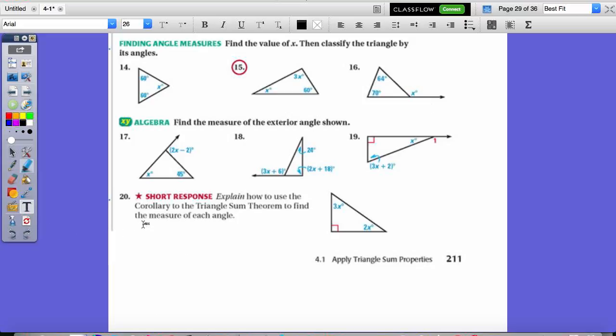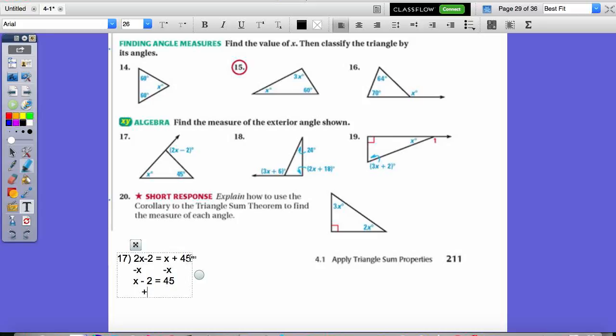For number 17, find the measure of the exterior angles shown. So once again, in these cases, the exterior angles, so for instance, number 17, 2x minus 2 is the exterior angle. It's going to be equal to the sum of the two non-adjacent interior angles. So 2x minus 2 is going to be equal to x plus 45. I'm going to subtract x from both sides. Do this like this so you can see what I'm doing. So 2x minus x is x. Bring down the negative 2 equals 45.